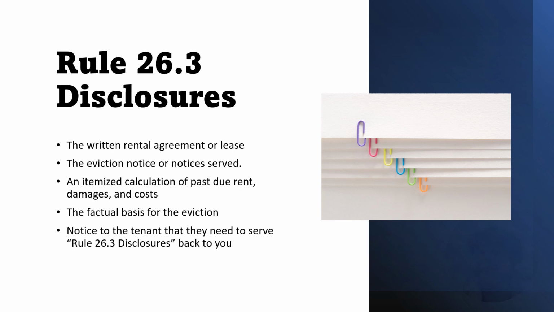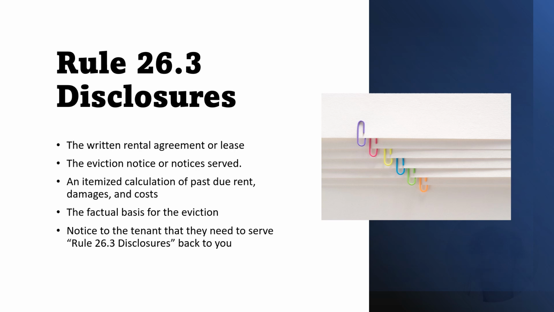You'll need to give the eviction notice or notices that have been served, an itemized calculation of past due rent, damages, and any costs that you're alleging, the factual basis for the eviction, and this is usually found on the eviction notice that you served, and a notice to the tenant about their obligation to give these types of disclosures back to you. At least 2 days before the hearing, you will need to serve all disclosures to the tenants that you intend to use by the method most likely to be promptly received.